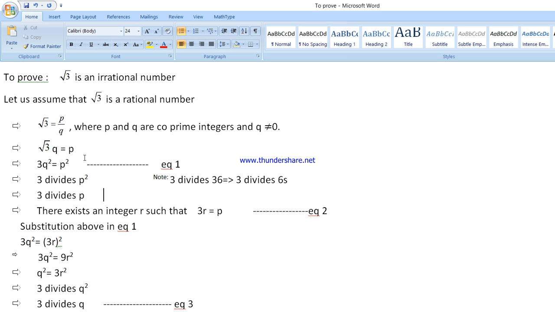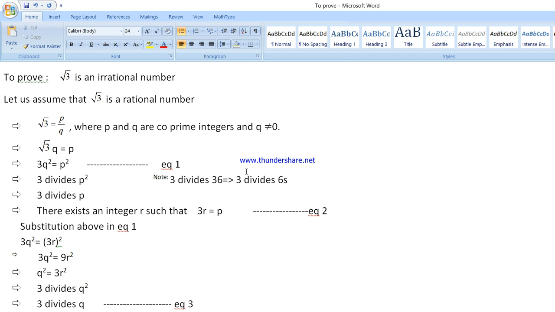Now, if 3 divides p, I can say that there exists an integer r such that 3r is equal to p. It's just the logic of multiplication. If any number is dividing another number, then there is a third number which when multiplied will give you the result. For example, if 3 is dividing 12, then there exists an integer 4 which when multiplied by 3 gives us 12. So, I can say there exists an integer r such that 3r is equal to p. I mark this equation as 2.